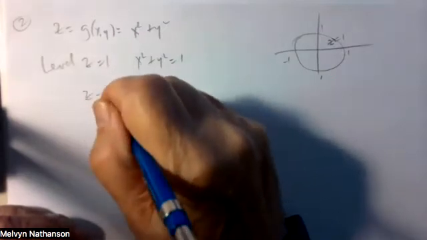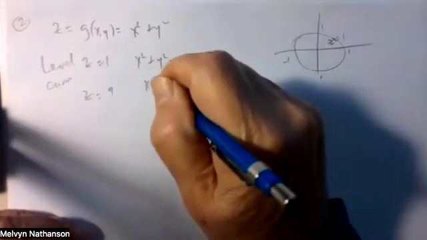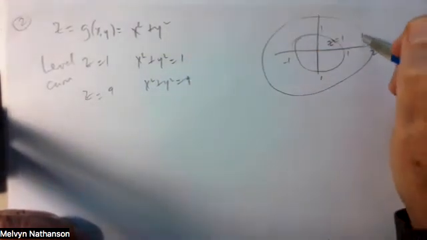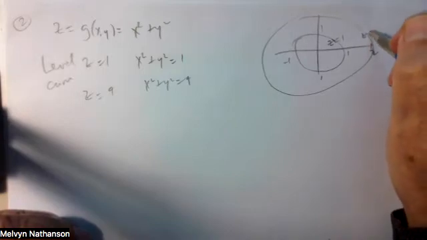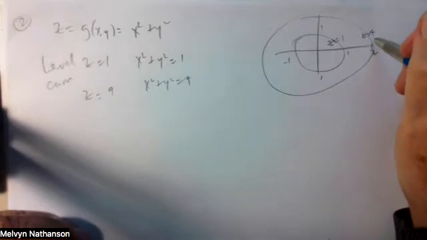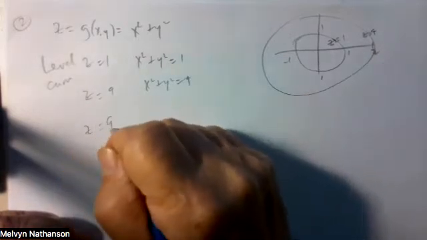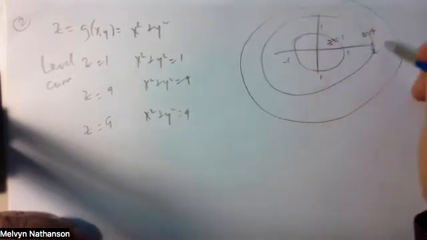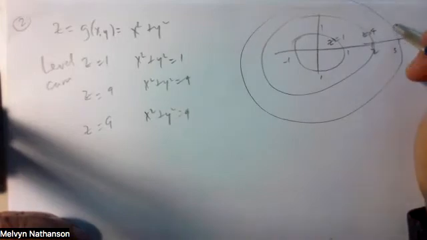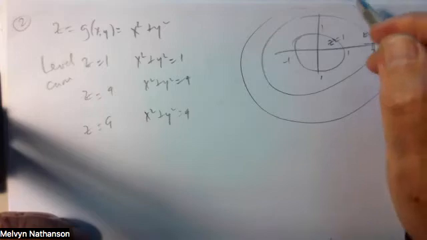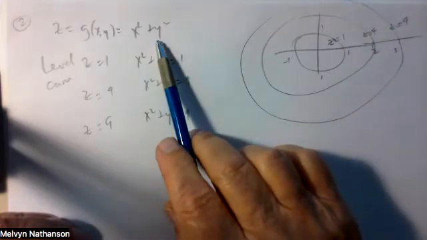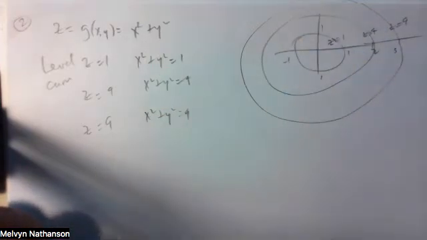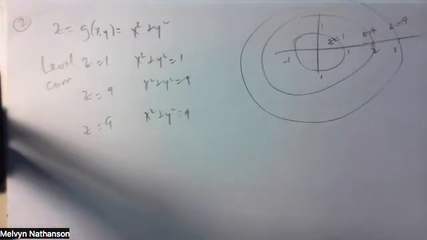For the level curve z equal 4, x squared plus y squared equals 4. That's just a circle of radius 2. So the circle of radius 2 is the level curve z equal 4. And for z equal 9, you're looking at all points where x squared plus y squared equals 9. That's the equation of a circle of radius 3. So for this function, the level curves are all circles around the origin. That's what they look like.